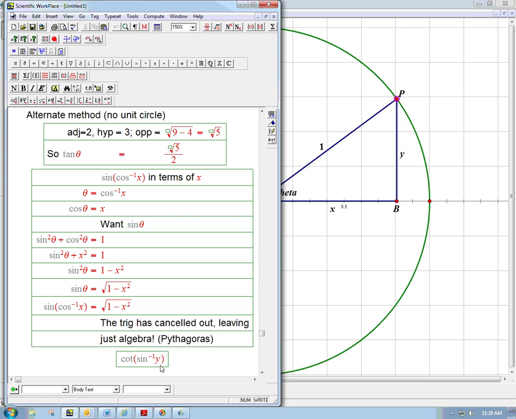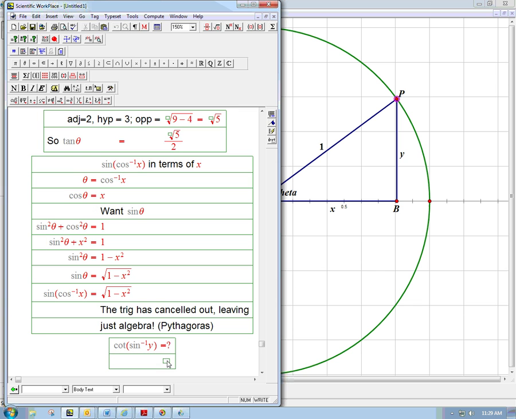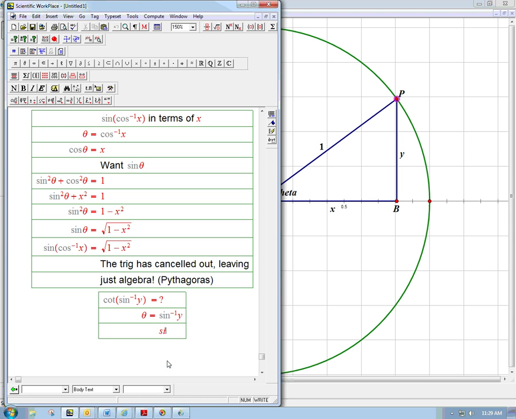Let's look at one more example of that. Now suppose I'm putting in y in here. You don't have to use y, but I'm taking the inverse sine of something, and so it makes a lot of sense to call that variable y, because y is going to be a height. So what is this going to be? Once again, let's just use theta as the name for that angle. And so that means that sine of theta is equal to y.